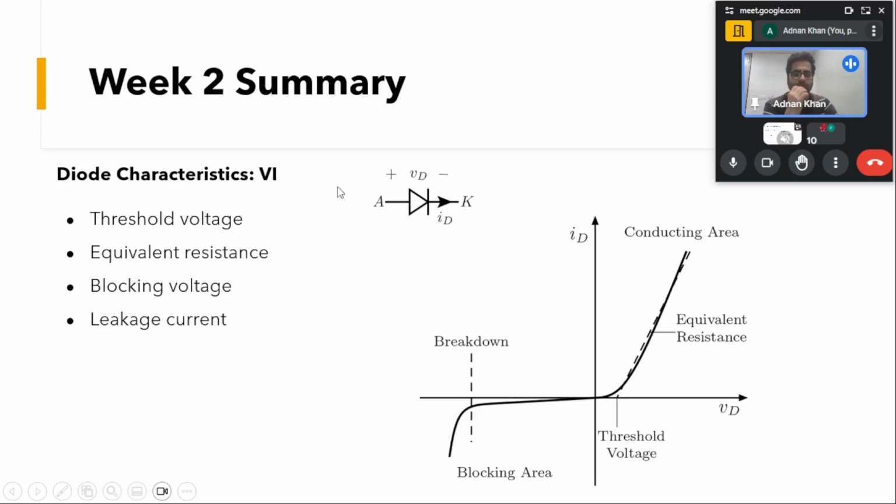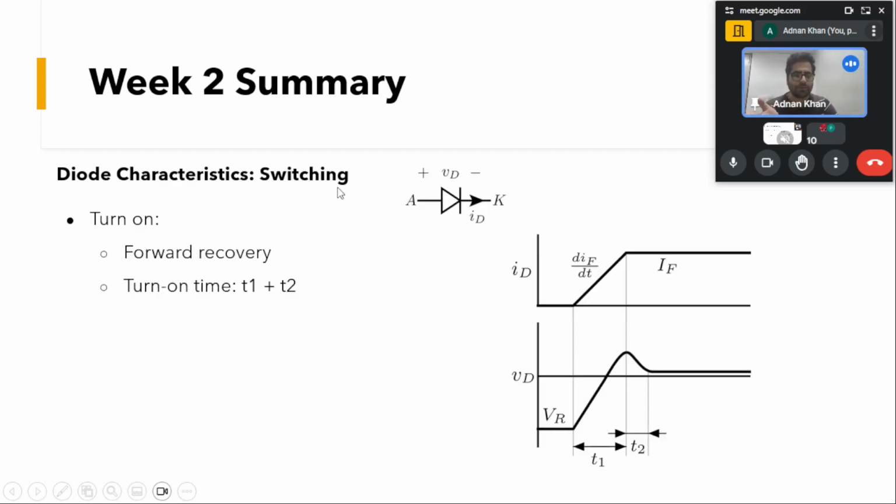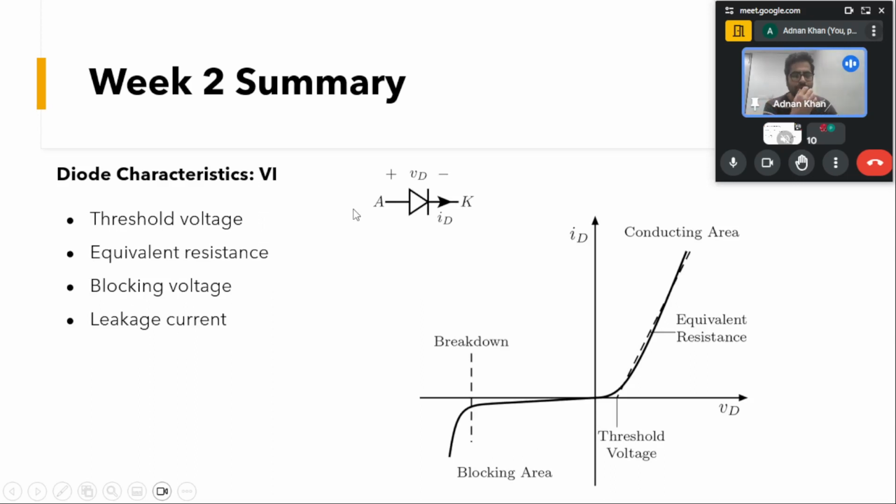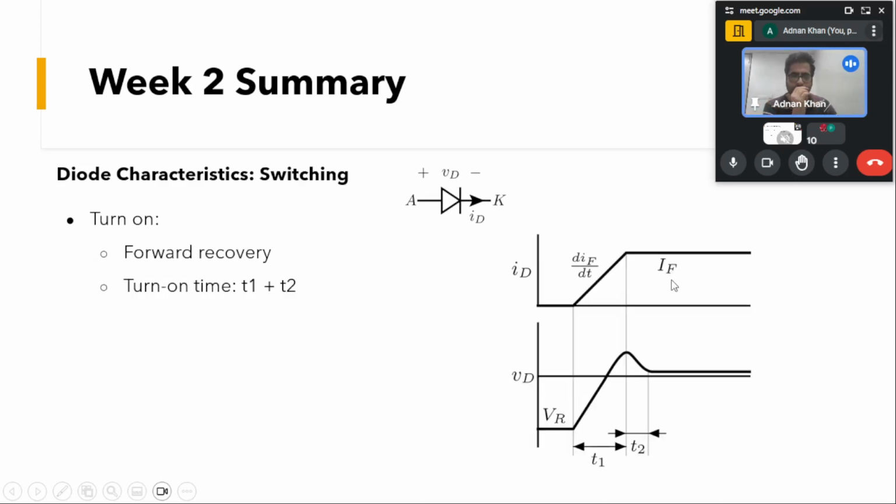So this was about the characteristics. These were the VI characteristics of the diode. Now we'll go about the switching. What happens when we turn on the switch? As soon as a device turns on, before that, the device was blocking some voltage. If you can see here, that is VR, the reverse voltage, it was blocking.